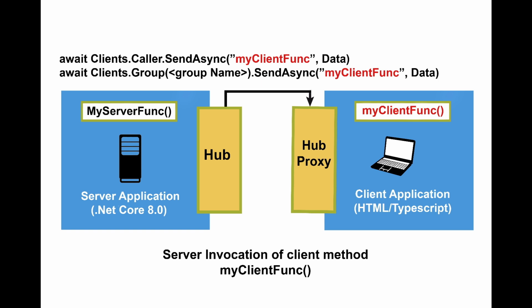Clients.Caller is a property used to send a notification specifically to the client who initiated the current hub method call, essentially only notifying the caller and no other connected clients. Clients.Group sends a notification to all clients that are currently part of a specific group, effectively broadcasting the notification to everyone within the group simultaneously.